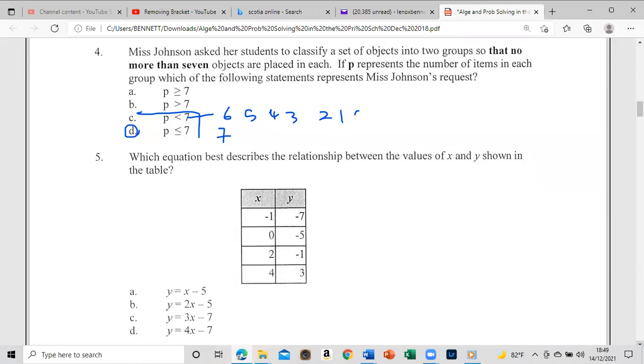All right. That one here says now, which equation best describes the relationship between the values of x and y shown? So it's like, which one of them here gives all of those numbers when you put x in the equation. So you plug those numbers in here in each. Negative, we can eliminate that one here, because negative 1 minus 5 gives me negative 6. So you can eliminate that one there.